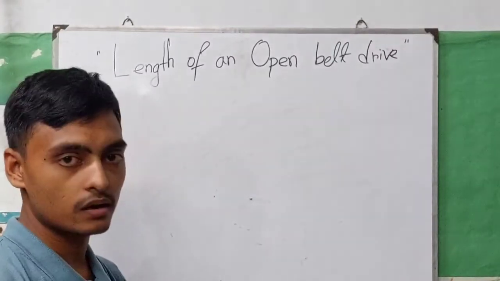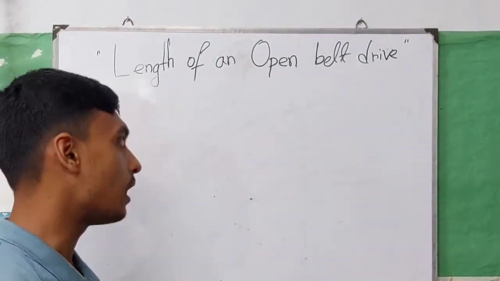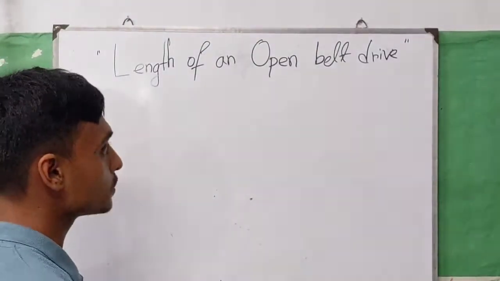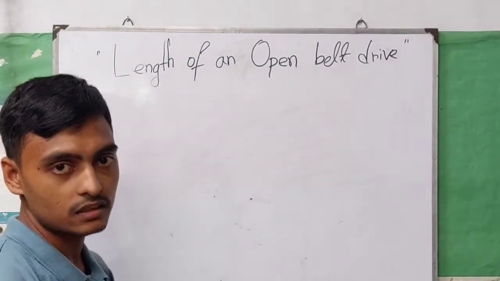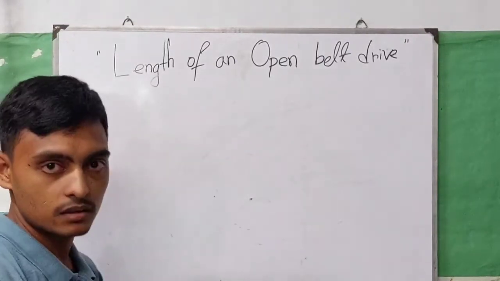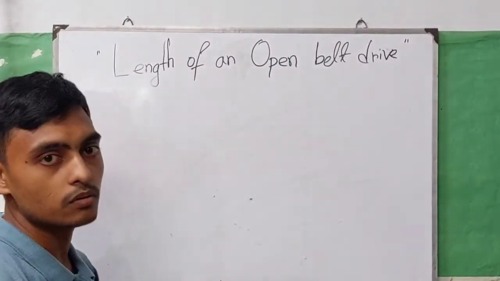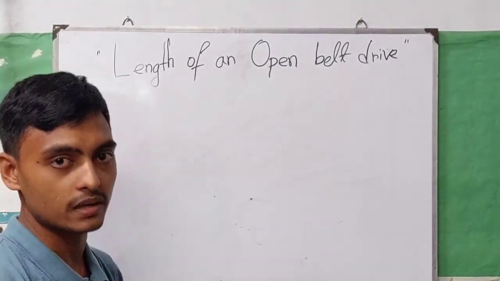So now we are trying to see what types of belt there are. Firstly, the open belt drive, secondly the cross belt drive or twist belt drive, and thirdly the compound belt drive, and more. But today we are discussing the length of an open belt drive.